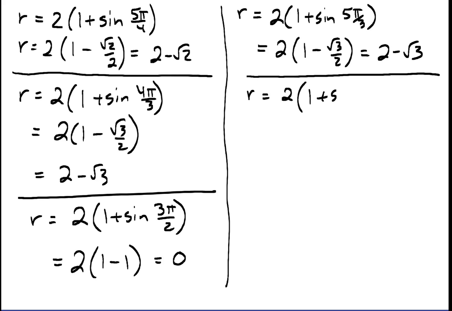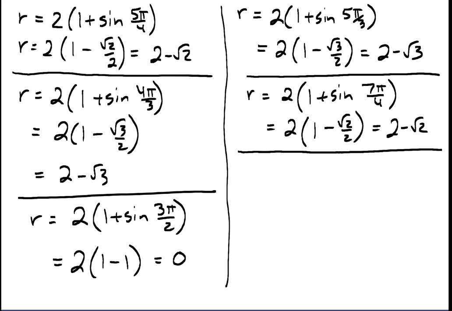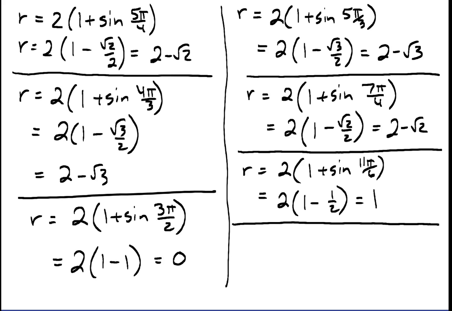Punching in the next one here, which is 7 pi over 4, or 315 degrees if you like. And that's going to give me a negative root 2 over 2. Distributing the 2, it gives you 2 minus root 2. And the last one as far as rotation goes, and we'll do one more beyond that. So 11 pi over 6, almost at 360 degrees, or 2 pi. And that gets you a negative 1/2. From 1 gets you a 1/2, and multiplied by 2 gets you a 1.